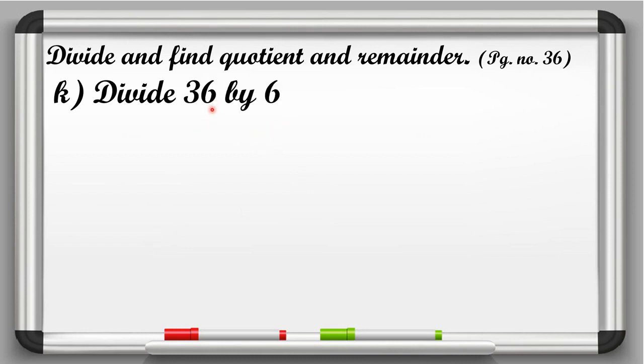Here you can see that 36 is the dividend. So first of all we will write the dividend 36, and 6 is the divisor. We will write the divisor at the left side. Now we have to speak the table of 6. 6 ones are 6, 6 twos are 12, 6 threes are 18, 6 fours are 24, 6 fives are 30, 6 sixes are 36. So we will write 36 below 36, and 6 at the quotient place.